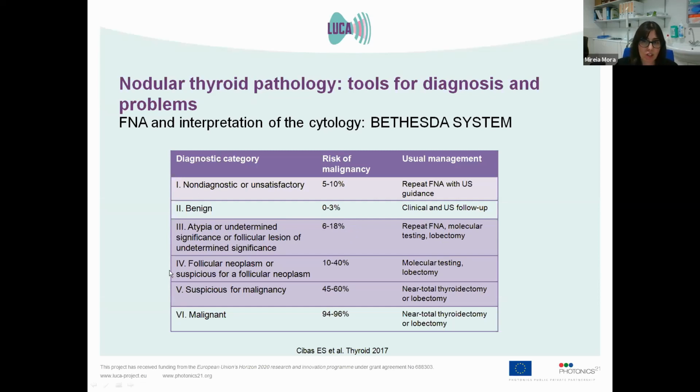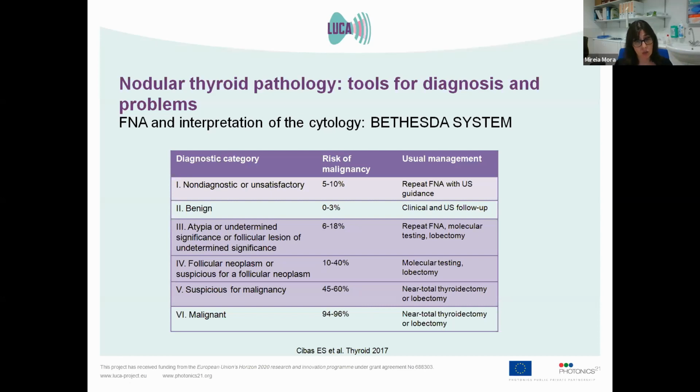Bethesda 4 is another of the challenges in the diagnosis of thyroid cancer, because in this situation the pathologists find a follicular neoplasm, but with the structure of the cells, the pathologist is not able to distinguish between adenoma or carcinoma. So in these cases in which the risk of malignancy is higher, 10–40%, in general, the suggested management is the lobectomy, the surgery, because only histology is able to differentiate the structure of the cells and the pattern in which the cells are positioned, and it is the only way to differentiate between adenoma and carcinoma.